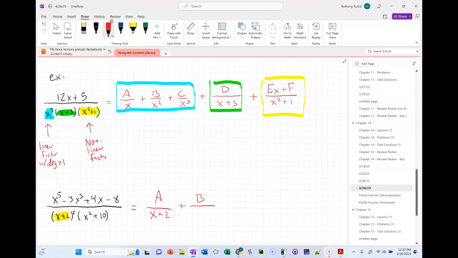Okay, x squared plus 10. Okay. Close. The denominator is fine, but the numerator is not. Not 3B. Bx plus C. There you go. Since the denominator was a degree 2 polynomial, the numerator needs to be a degree 1 polynomial, so it needs 2 terms on it. And there's one more you guys missed.